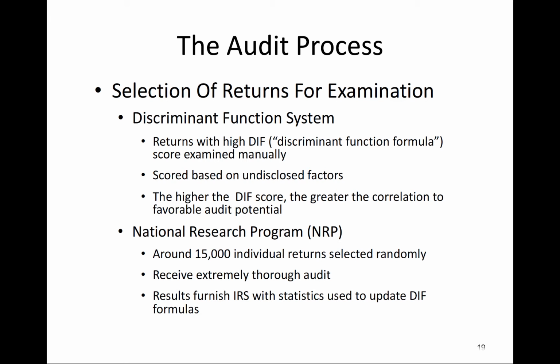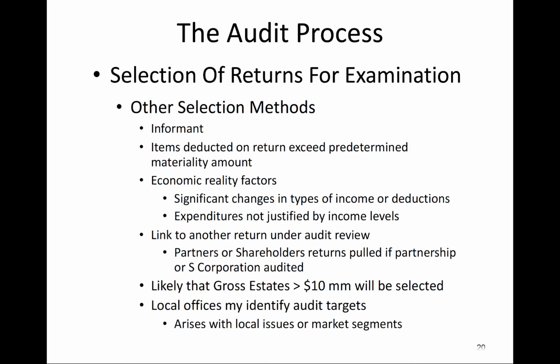So the DIF is based on a weighted scale of certain items, and the National Research Program is different. It's actually, it randomly audits, and it receives an extremely thorough audit. There's other selection methods, informants, maybe there's whistleblowers involved, and that creates an issue where, okay, someone says, I know this person has tax fraud, and that might create an issue. Again, to an element, there's random as well. I know the DIF system is a weighted system, but it's also some random systems.